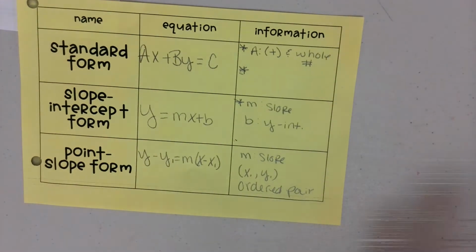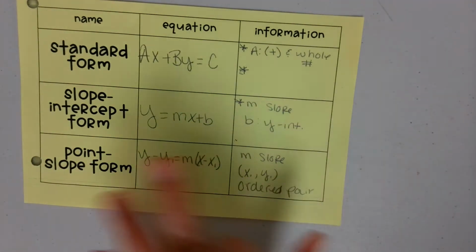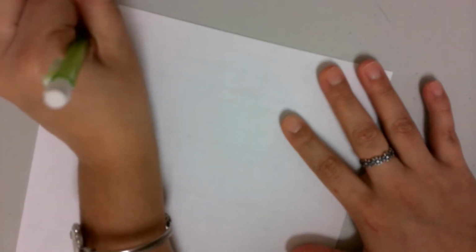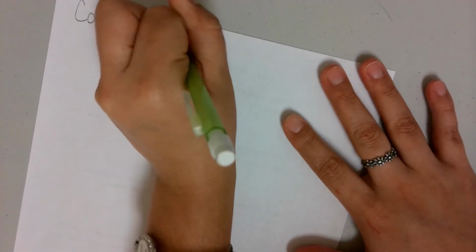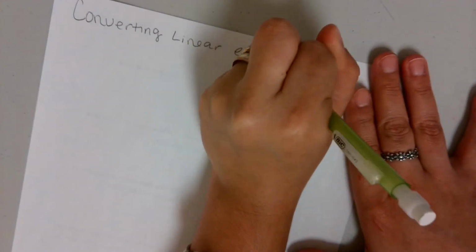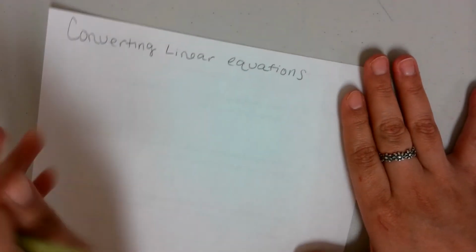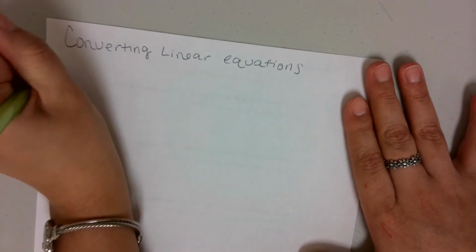Okay, so we're going to practice going from all three forms. And we're going to do that on the next sheet of paper. So we're going to title this Converting Linear Equations. Sorry, y'all. So let's do an example.